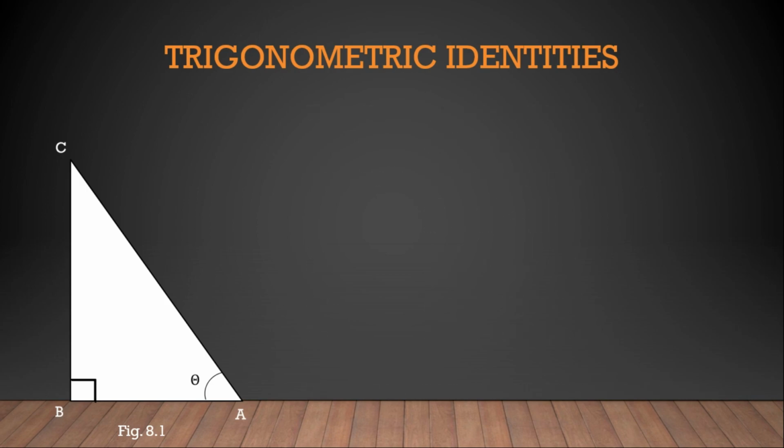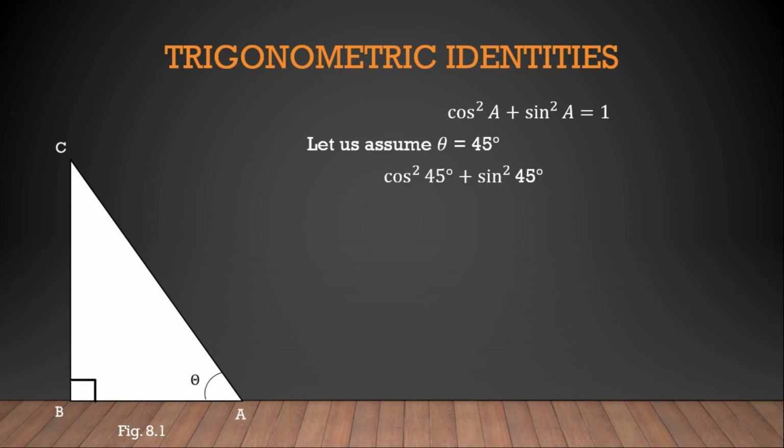Let us take one more example. We have cos square A plus sin square A is equal to 1. Here, if angle A or theta is equal to 45 degree and we know that cos 45 and sin 45 both are equal to 1 by root 2, then cos square 45 plus sin square 45 will be equal to (1 by root 2) whole square plus (1 by root 2) whole square, which is equal to half plus half, which gives 1, hence proved.